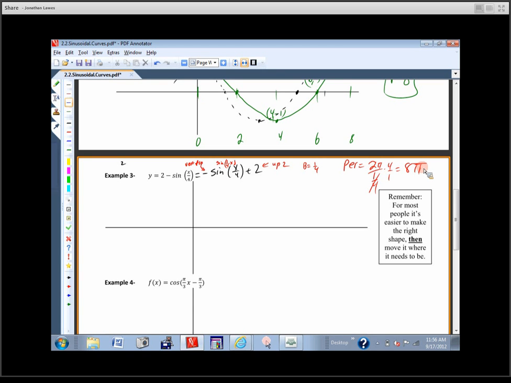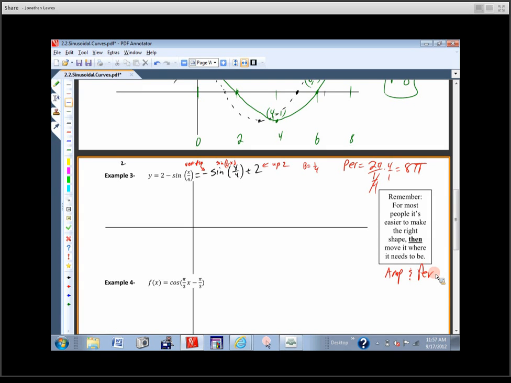Okay, now, in this box here, this is a reminder of what we talked about on Friday. For most people, not everybody, but for most people, including myself, I find it a lot easier to make the shape and then move it where you need to. Make the right shape, then move it where you need to. Now, when we say make the right shape, what we're talking about is find out what the amplitude is, has it been vertically stretched or shrunk, and find out what the period is, has it been horizontally stretched or shrunk. Once you have those things, you've got your 5 key points that you're going to need to move.